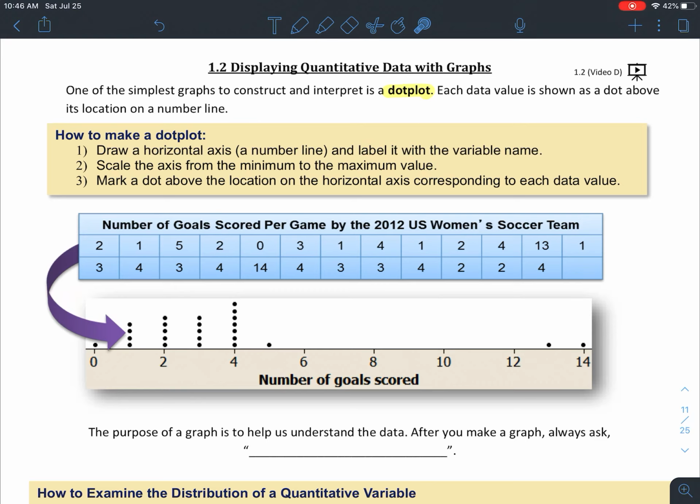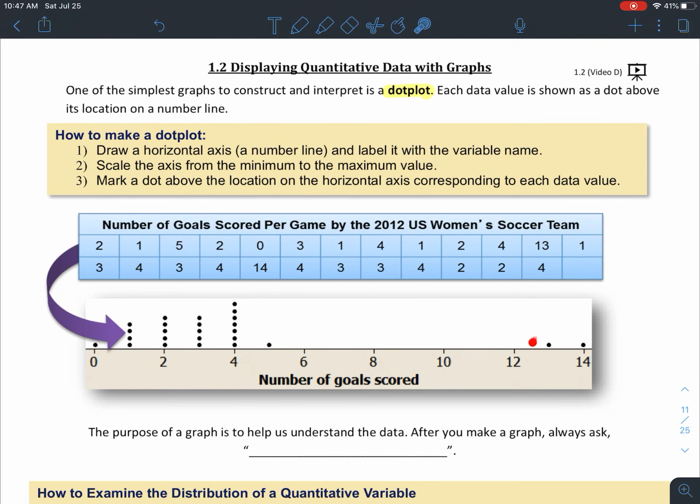A dot plot is a graph, so you should always label your axes with context. So I'm identifying that these numbers along here are representing the number of goals scored. And then we have all this data. I'm not sure how many pieces of data there are here, but each piece of data simply is placed right above as a dot, whatever the number of goals scored is. And so you can see that there are 5 dots above a 2. That's because in this set of data there would have been 5 different games in which this particular U.S. women's soccer team scored 2 goals.